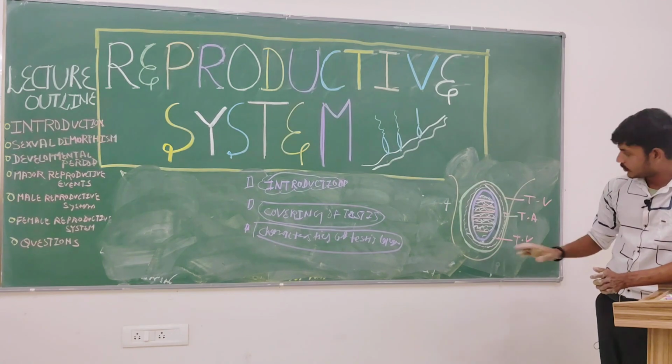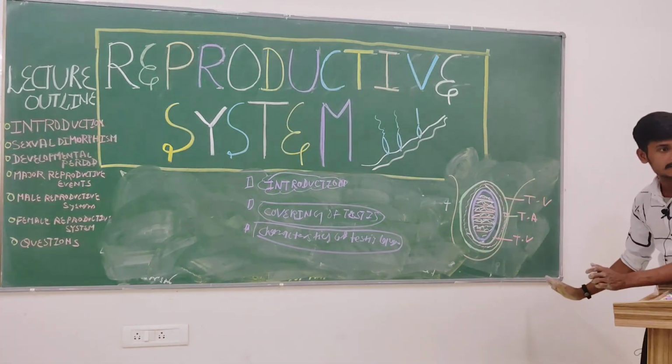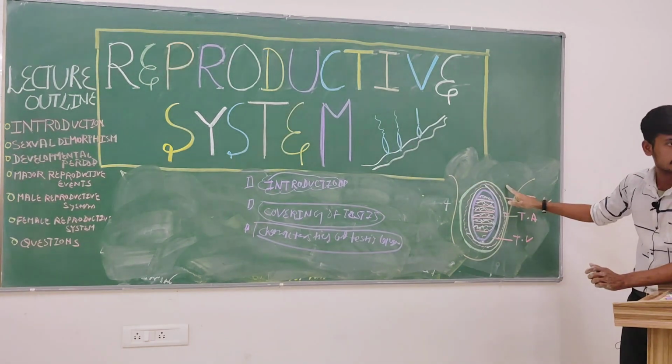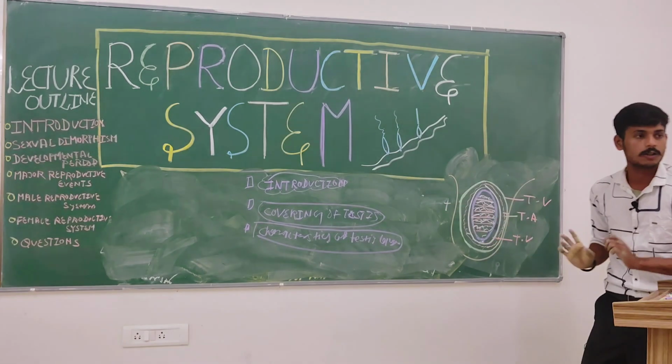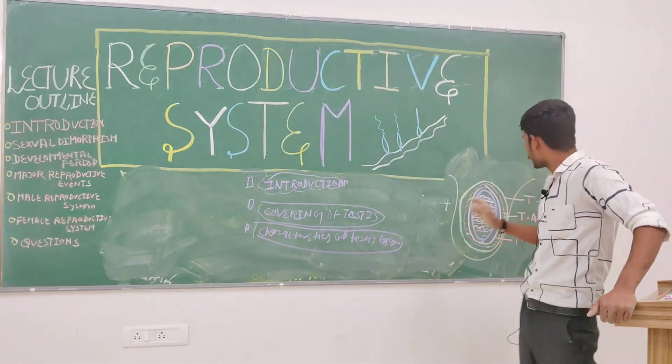Understanding? No. So you have to mention all these things. Write the part names on one side. After the introduction, you just draw this diagram and start writing about the covering of the testis. For the covering of the testis, first write the first layer.